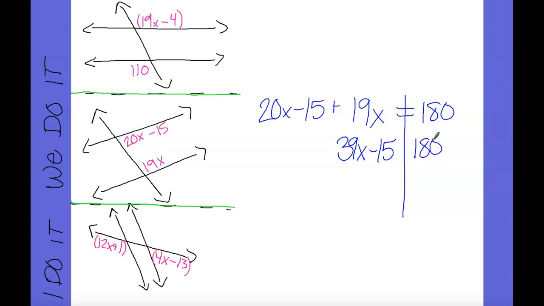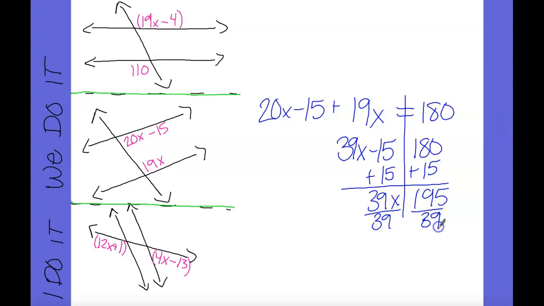All right, so what would I do next? Add 15. So 39x equals 195. Then I would divide by 39. So x equals what?